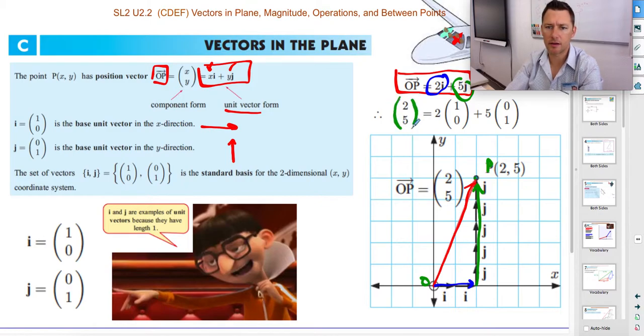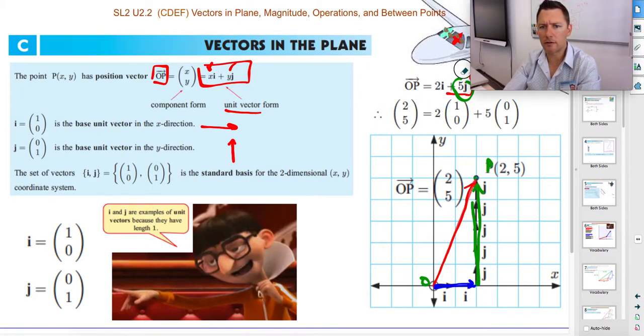This is 2, 5, another way to express it, which means 2 in the horizontal direction. This is the X piece, and that's this part, and 5 in the Y component, which is this part. So this is another way to express it.